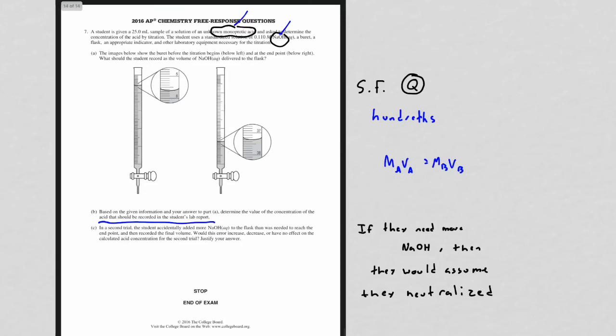They give you a total volume. Very simple question. Second trial, the student initially added more NaOH to the flask than was needed to reach the endpoint and then recorded the final volume. That means the volume of the base they use is going to be larger, okay? The basic idea is if you add more base, you're going to assume that your acid was more concentrated, okay? I'm not even going to get into this one right now because obviously that would not be something on your exam. But if the student assumed they needed to add more base, it means they had to neutralize more acid, didn't they? All right.